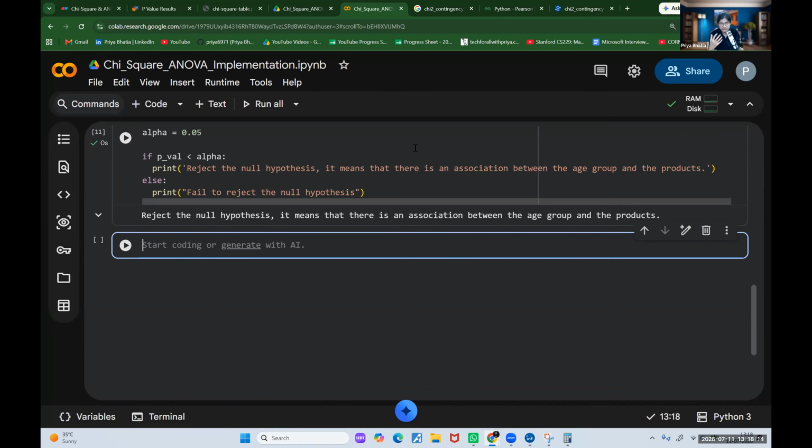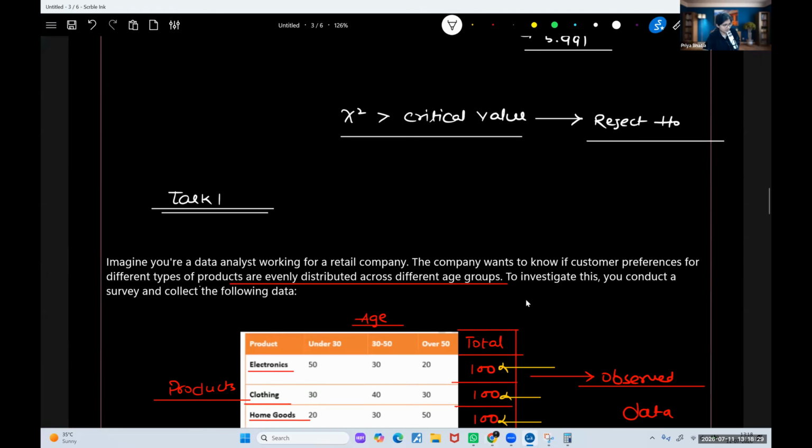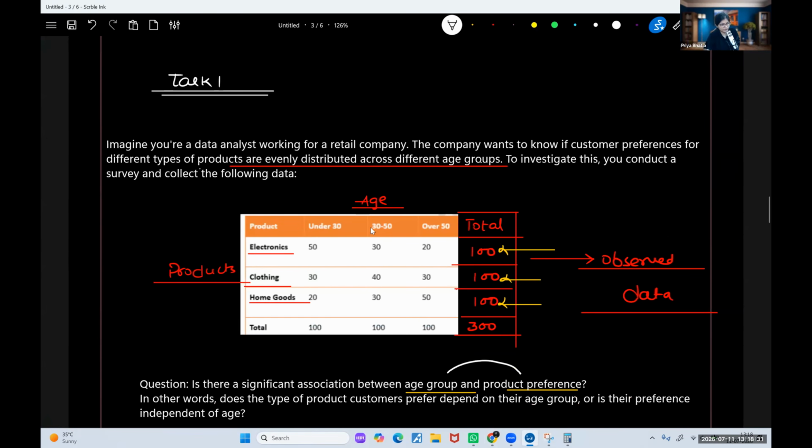Maybe youngsters will be much more inclined toward electronic products or clothing. Aged people probably won't buy as many electronic items. Say, under 30, 30 to 50, over 50. So maybe those under 30 are more inclined towards buying more electronics item, lesser home goods, right? So depending upon different ages, there is a dependency, there is an association with the products part.